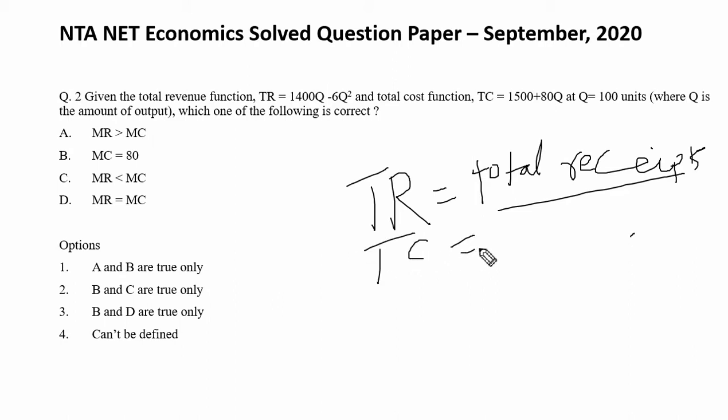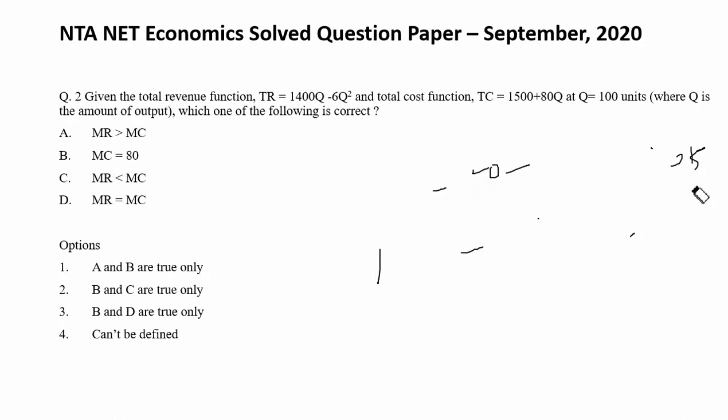And total cost is nothing but the minimum amount of cost undertaken by a firm or a seller to produce the goods and services. So both of these terms are very important to understand. After that, we have to find out which of the following is correct. In the options, we have marginal revenue and marginal cost, and we have to find out which of these relationships is correct.